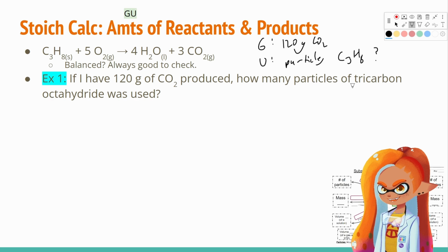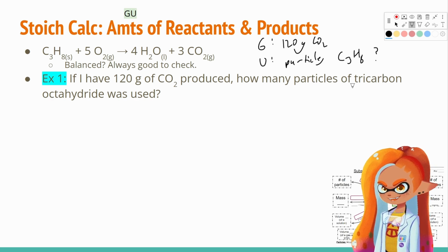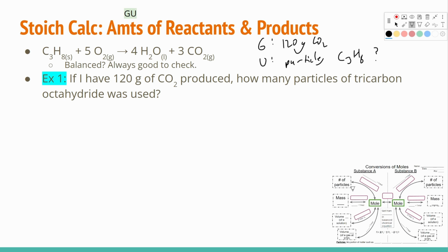So what I personally like to do is think, what units do I need to go through, and how do I get there? So I'm going to talk about it via the concept map. So here is a mini version of it. I'm going to go ahead and just circle where we are starting and where we are ending. So we're starting at 120 grams of CO2. Substance A is going to be CO2. My substance B is going to be C3H8. And so I'm going to go to particles of C3H8.